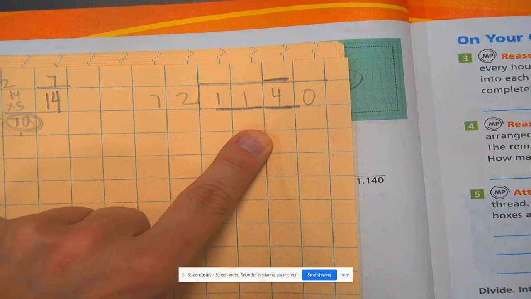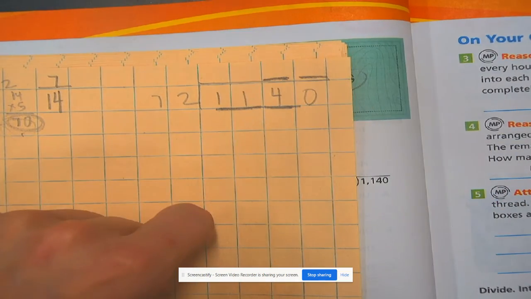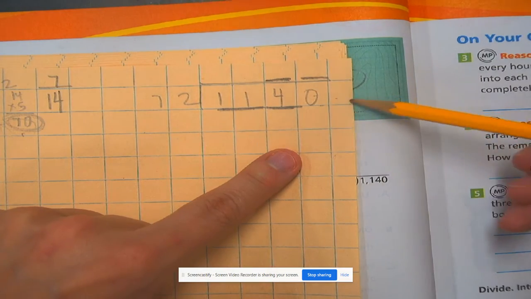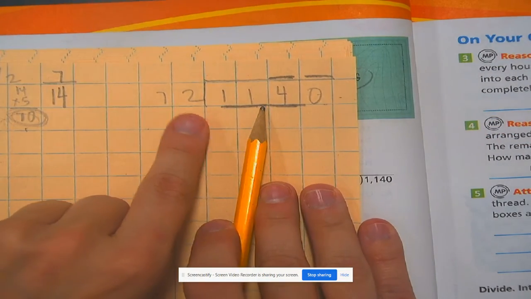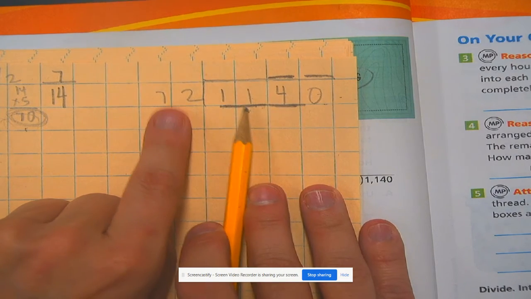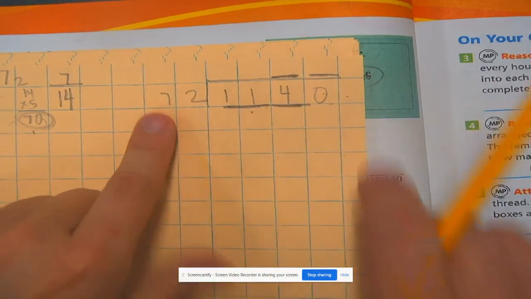How many digits in my dividend? At least 2. Every digit after has to have a number above it. Okay, so now we're going. Knock, knock, knock. Or no, I already did that. Whoopsie. 114 divided by 72.